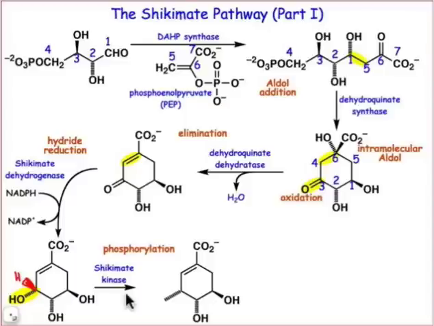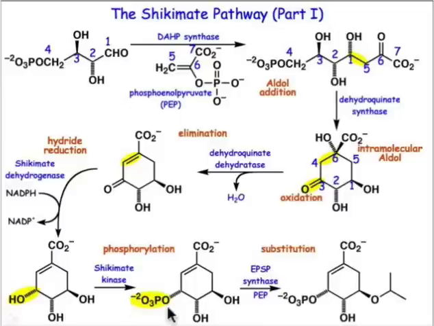The next thing that happens is phosphorylation of that hydroxyl group by a kinase enzyme. So remember, phosphorylation is a way to make a good leaving group, and eventually we'll use that as a good leaving group, but not yet. The next thing that happens is the EPSP synthase. EPSP synthase stands for enolpyruvylshikimate phosphate.